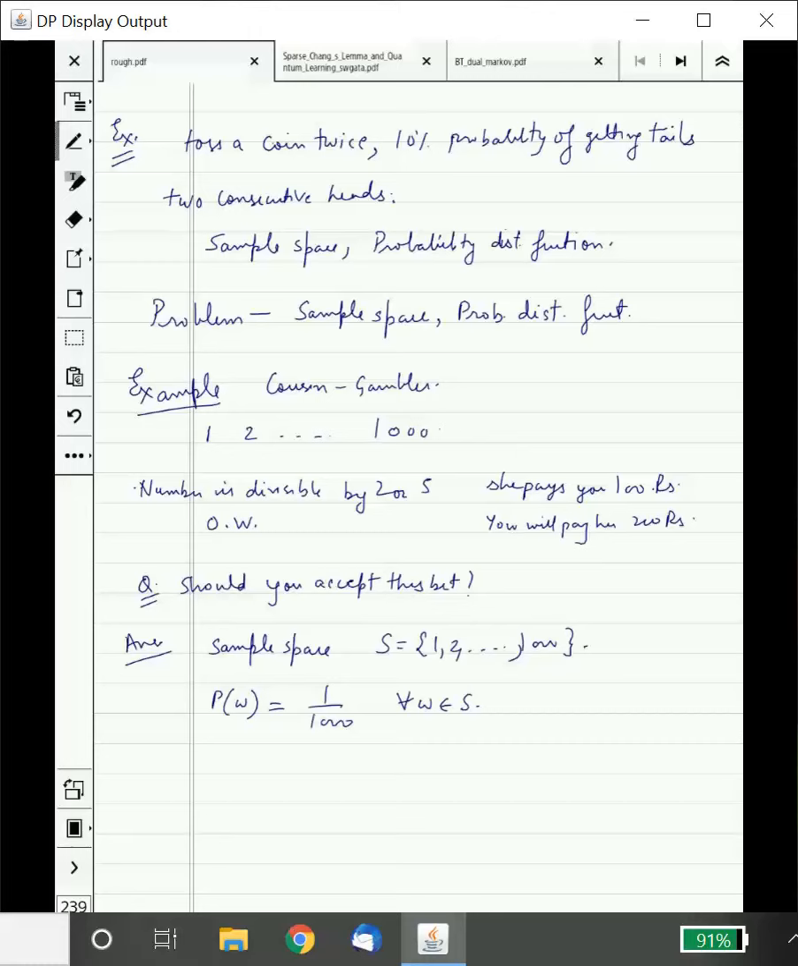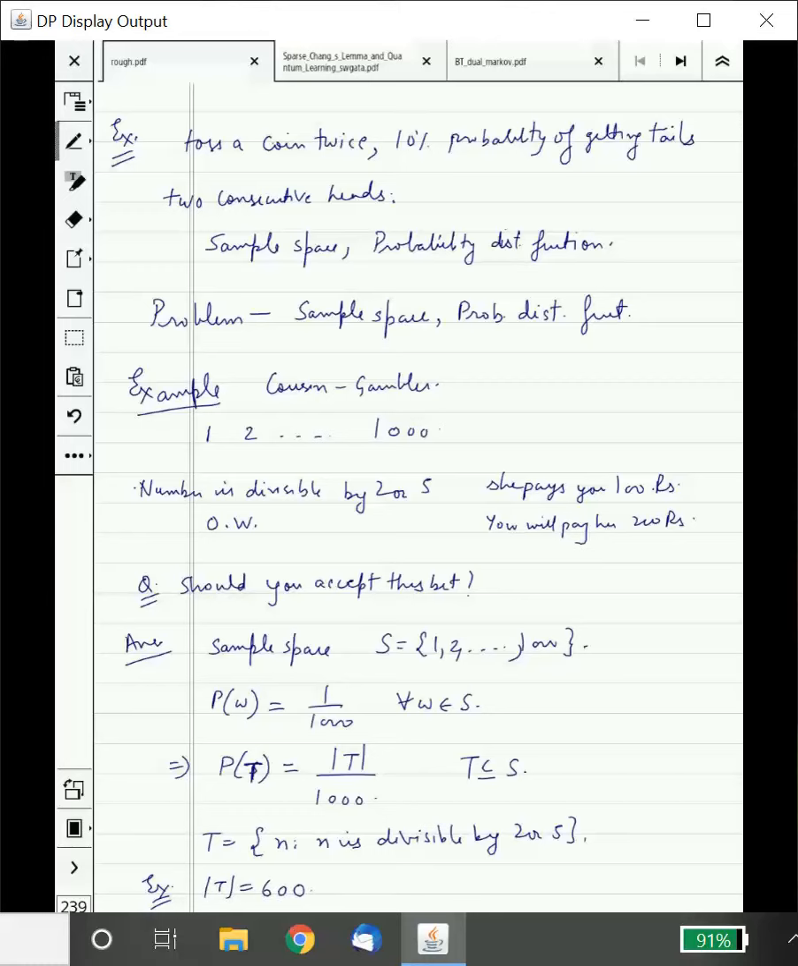This implies that the probability of a subset, let's say T, of the sample space would be the size of T divided by 1000. And what T are we interested in? T is the set of all numbers n such that n is divisible by either 2 or 5. Now, as a small exercise, you figure out that the size of T is 600. So this is something which you can figure out.